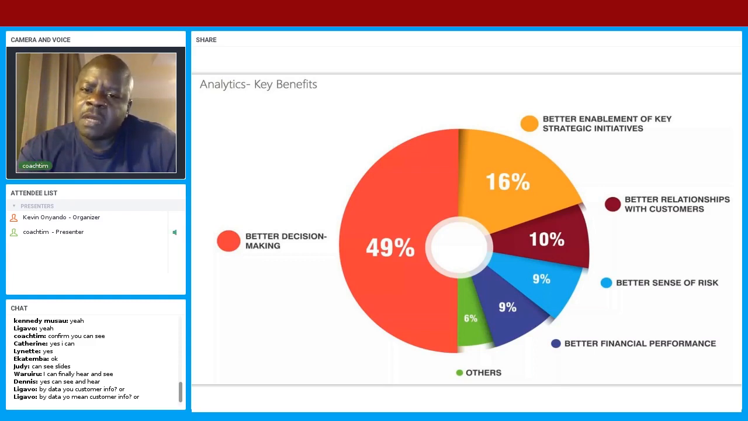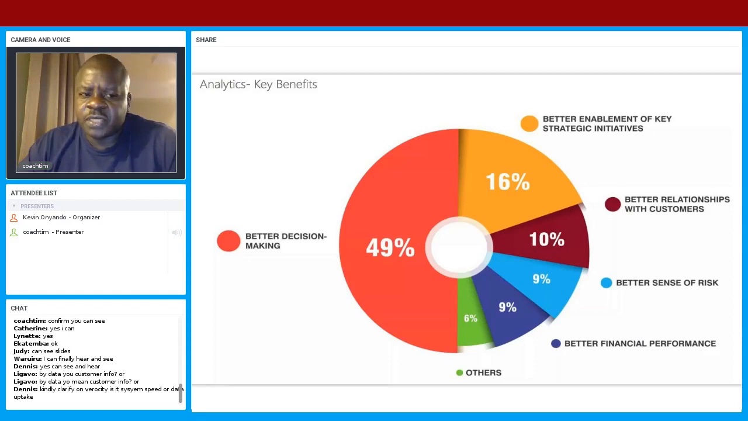The next category is 16%. These are better enablement of key strategic initiatives. So we're talking about strategy here, the next level of growth. What we experience at this level is that we're able to use data as a lever for strategic competitiveness.